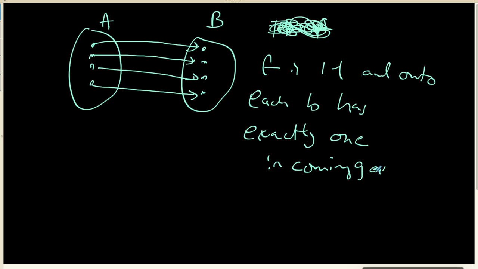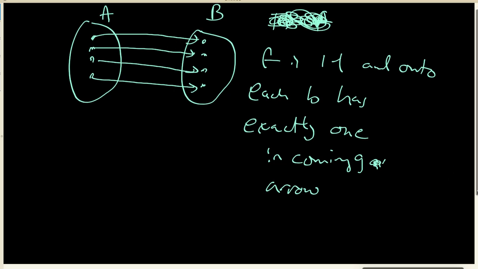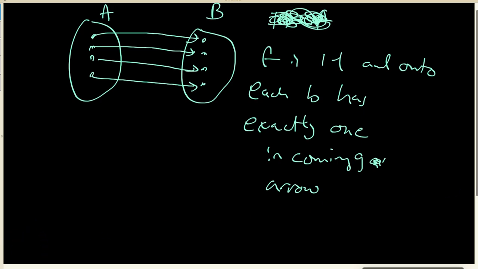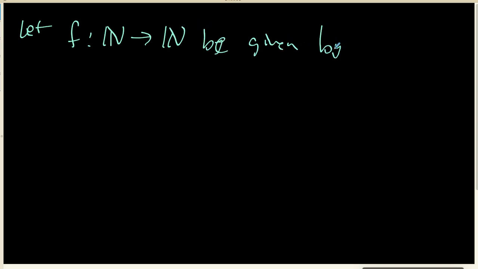It is important to realize that a function can be onto and not one-to-one, and the sets can be the same. So I want to tie this video up with an interesting example that's well worth having rattling around in the back of your head. I'm going to first let f go from the natural numbers to the natural numbers be given by f of k is equal to k plus 1.